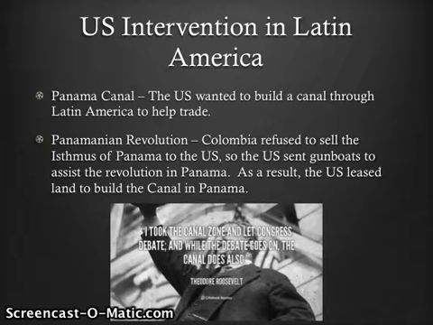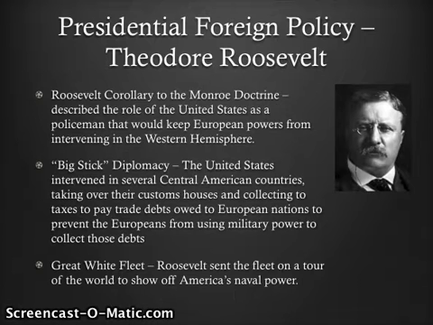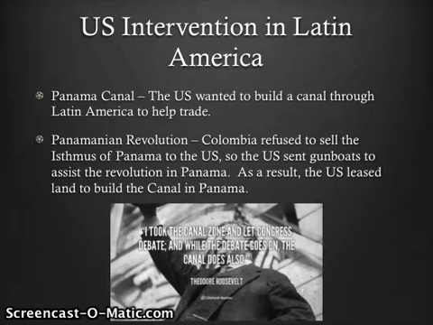As a result, the U.S. leased the land to build the canal in Panama and had it all, I think up until 1998 they had that land. And it's a major undertaking building that canal. In fact, there's a really good quote by Theodore Roosevelt right there that says, "I took the canal zone and let Congress debate." That kind of shows you a lot about Theodore Roosevelt and his personality.